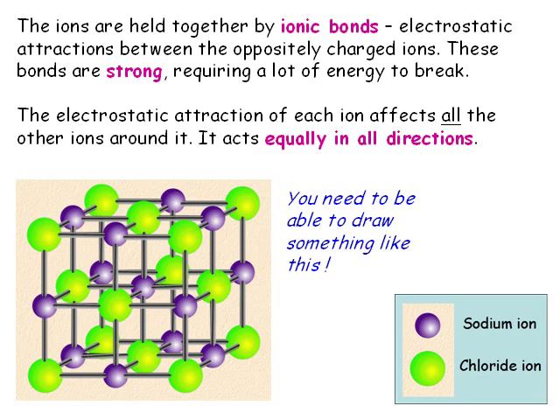You may be asked to draw a giant ionic lattice like this one for sodium chloride. Don't panic, you're not being asked for a work of art. Just remember to draw alternating positive and negative ions in each direction, and then build up your diagram in layers.